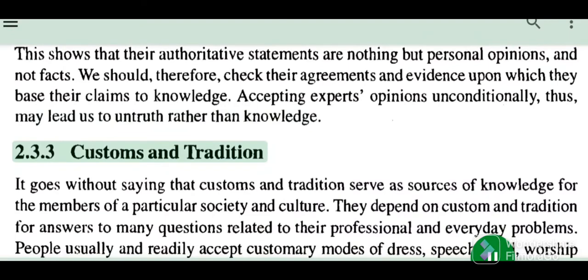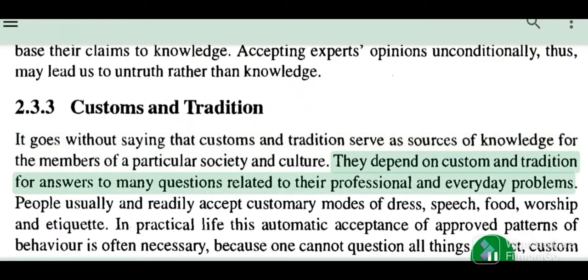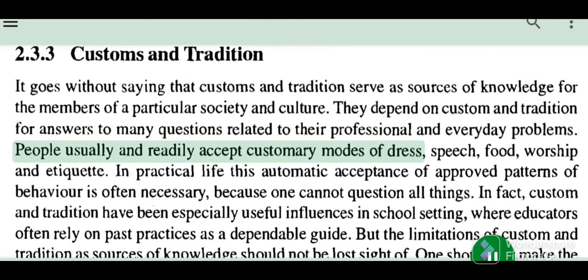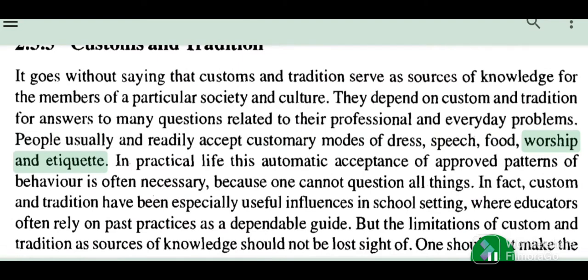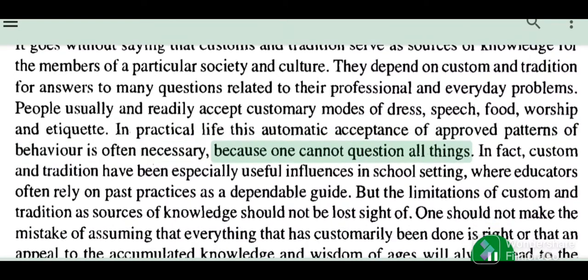2.3.3 Customs and Tradition. It goes without saying that customs and tradition serve as sources of knowledge for the members of a particular society and culture. They depend on custom and tradition for answers to many questions related to their professional and everyday problems. People usually and readily accept customary modes of dress, speech, food, worship and etiquette. In practical life, this automatic acceptance of approved patterns of behavior is often necessary, because one cannot question all things.